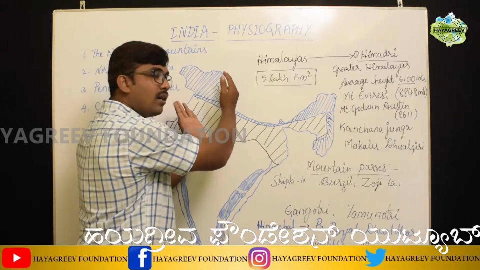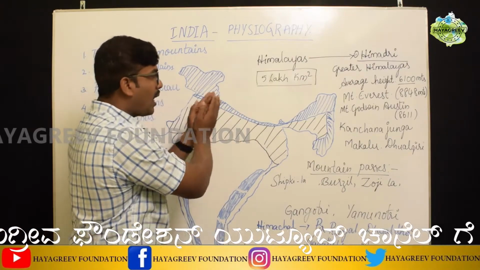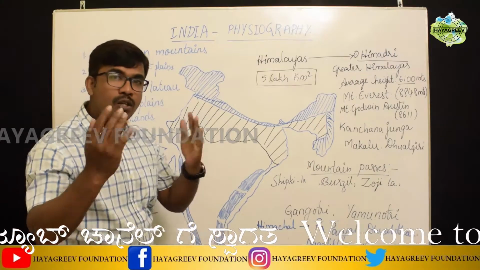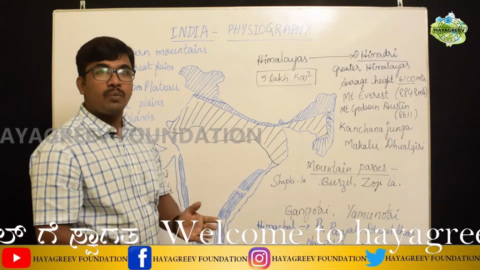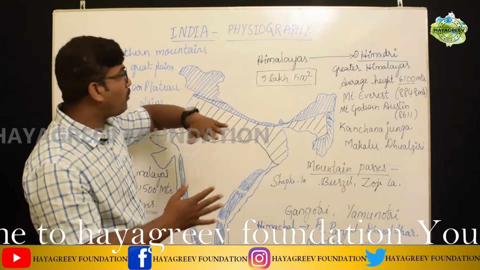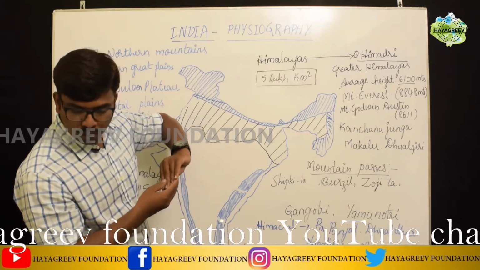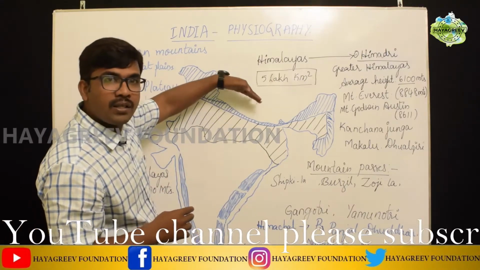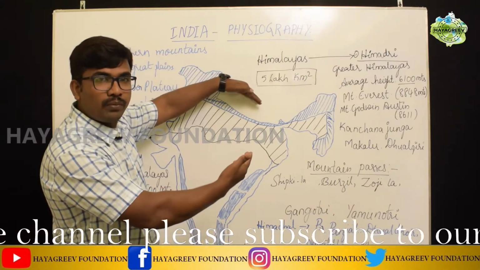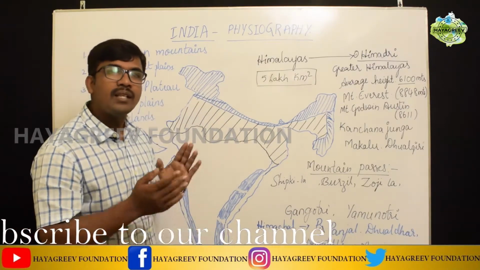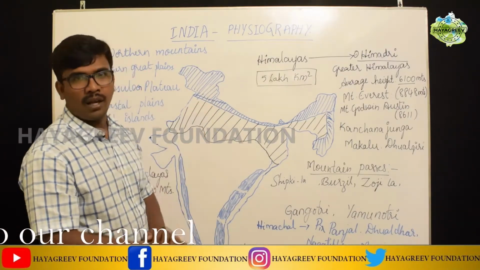The speciality of these Himalayas is that their width is wider in the west and narrow in the east. One more speciality is the slopes of the Himalayas: towards the north side it has a gentle slope, but towards the south side it has steep slopes. These are the specialities of the Himalayas.